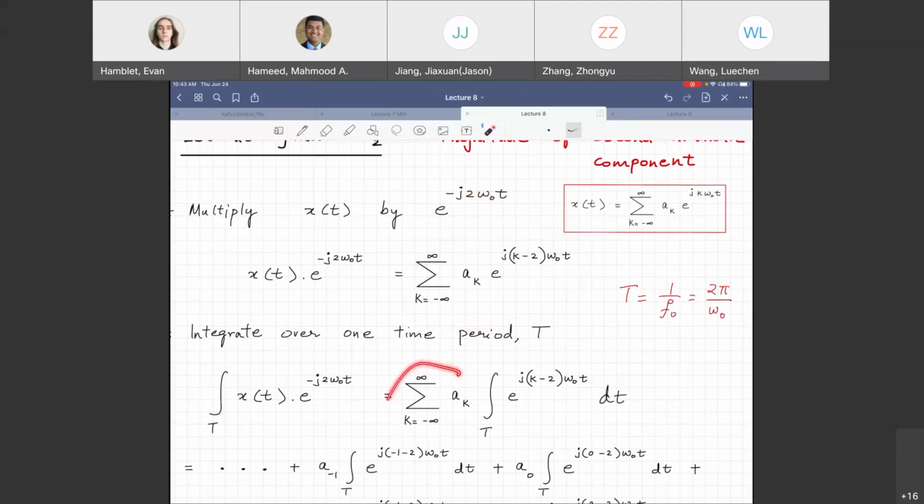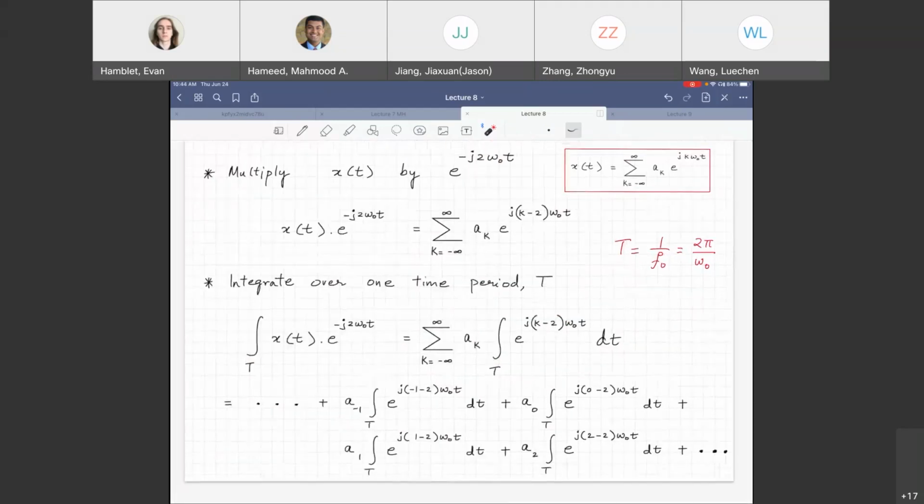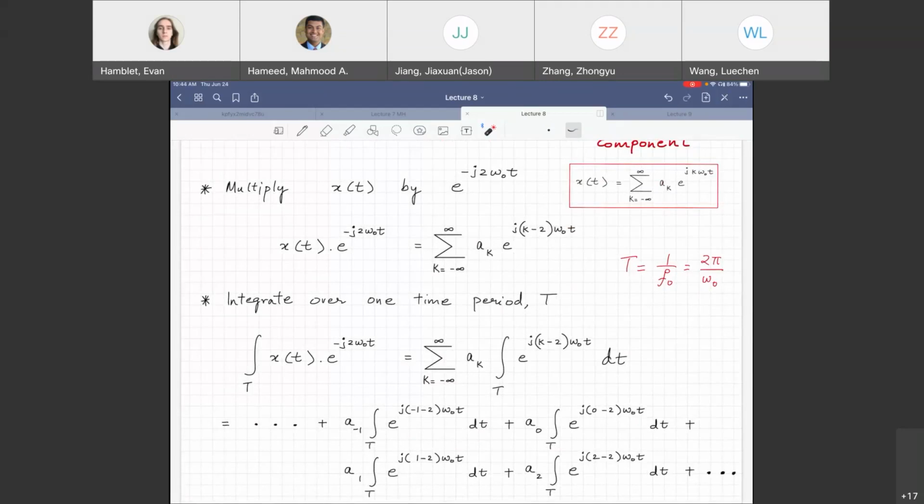So the summation with respect to k can be pulled out of that integration now. A sub k doesn't have a t there, but this guy does have a t there. So I'm going to leave that inside the integral. Now, this is why exponential series work. Now look at this. You have a summation, k is going from negative infinity to infinity. You have that a sub k, and then you have this integration.